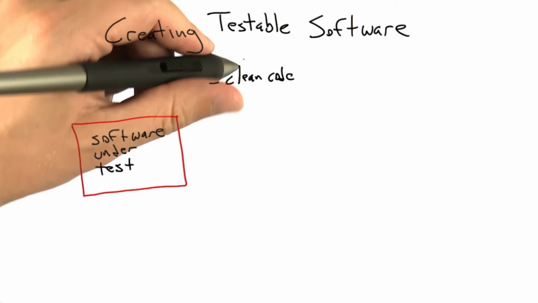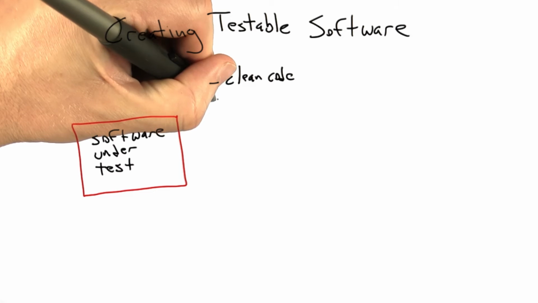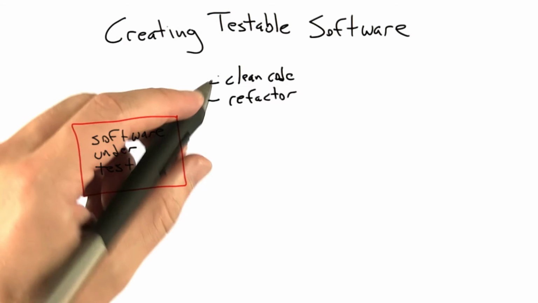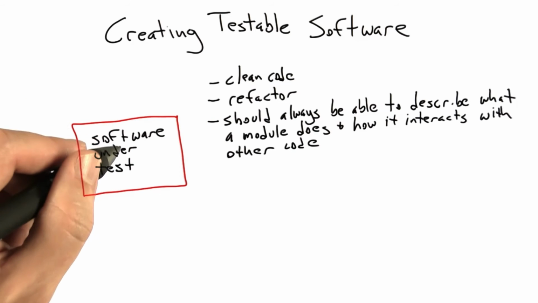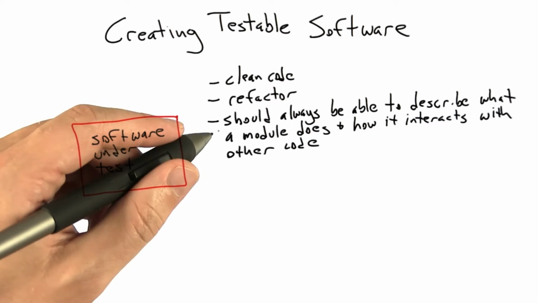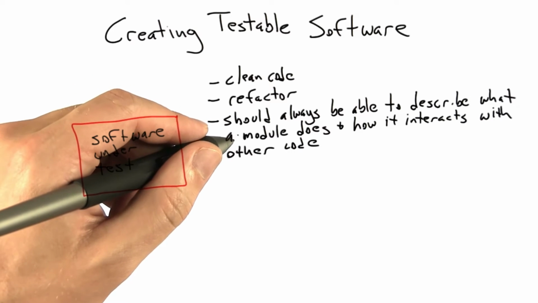And first is just to write clean code. And of course, we all know that's pretty much impossible. So when it's not possible to write clean code in the first place, we need to refactor code whenever necessary. So third, for any software module that we're writing, we should always be able to clearly describe what it is that this module does and exactly how it interacts with other code.